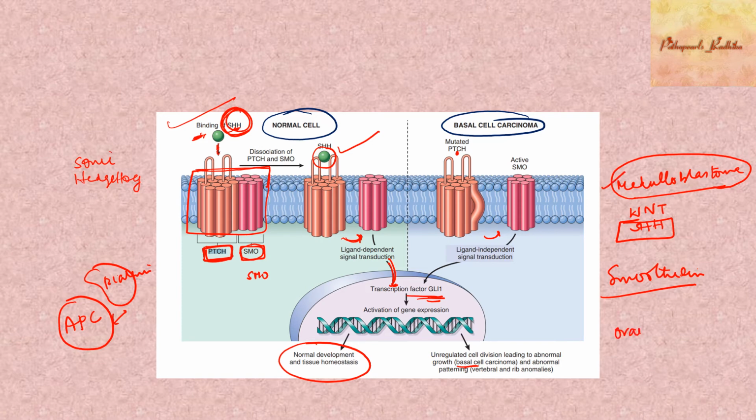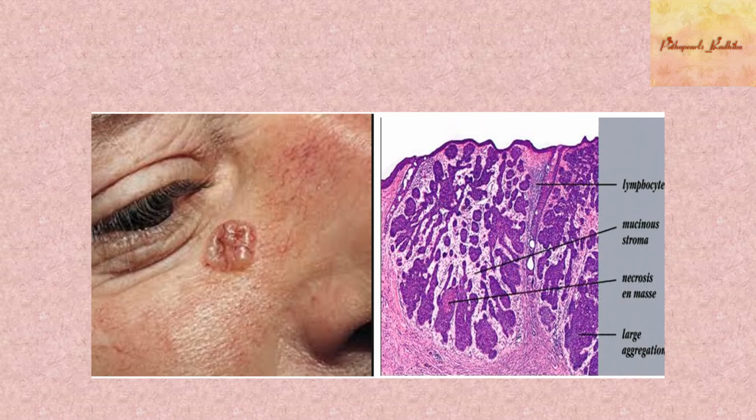and sometimes ovarian fibroma as well. So it can lead to basal cell carcinoma, odontogenic tumors, medulloblastomas, and ovarian fibromas. So this is about how your PTCH gene functions. Once you understand how it functions, it will be easy for you to remember. Basal cell carcinoma is again very important from a dermatology and surgery point of view.